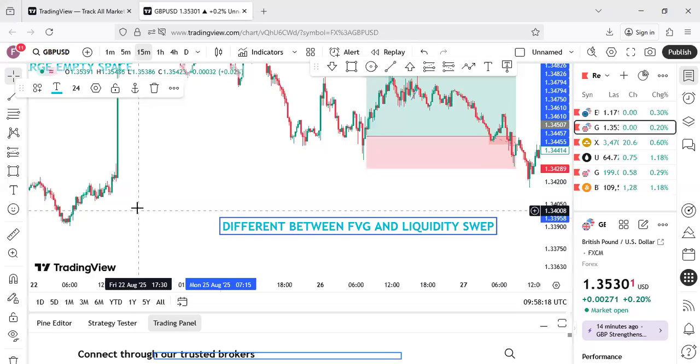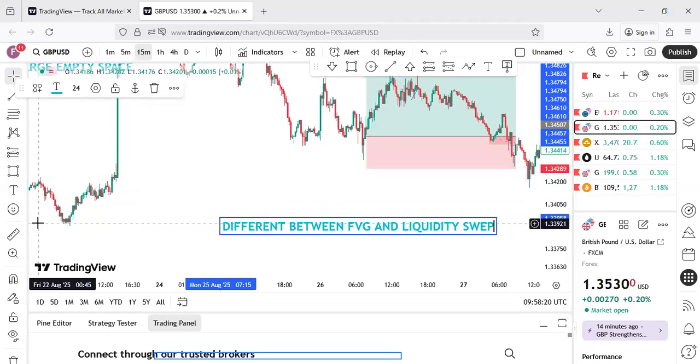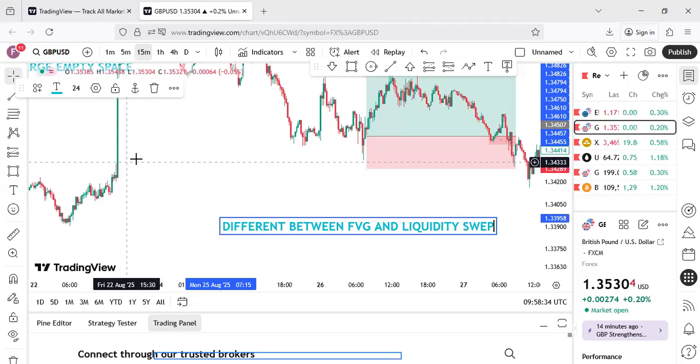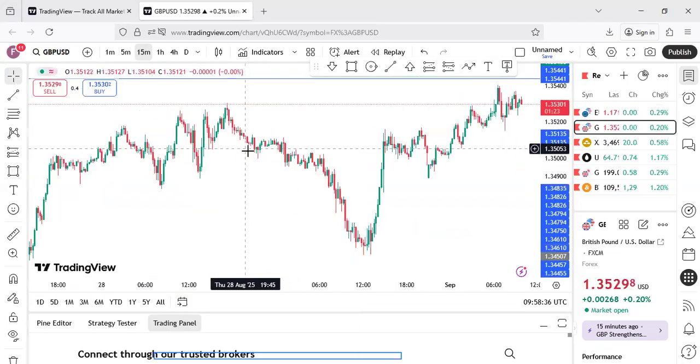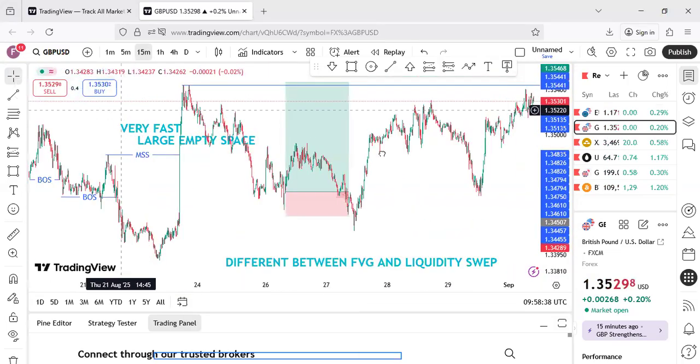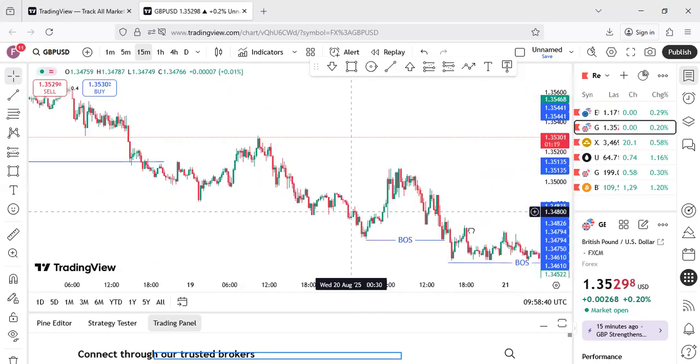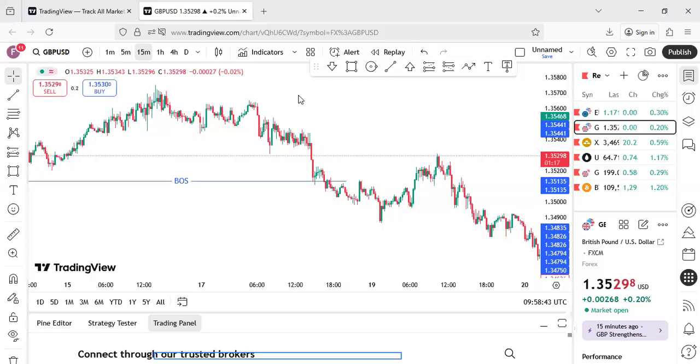Now, number one difference is this. I said in the case of fair value gap, it is formed by a three candle pattern with non-overlapping zone. Three candlestick pattern with non-overlapping zone, like what happened here. We don't need to go too far. Let me use that same example. Look at this now.